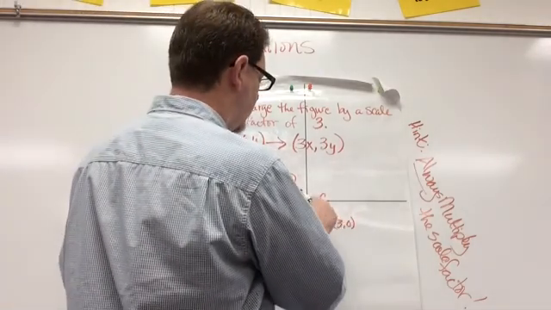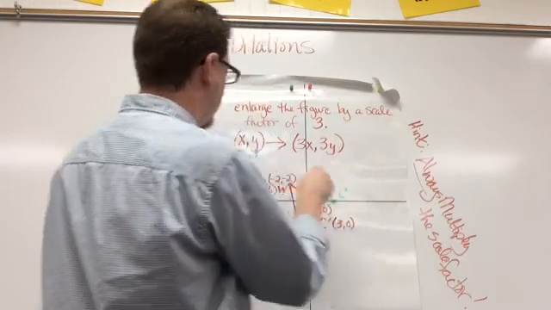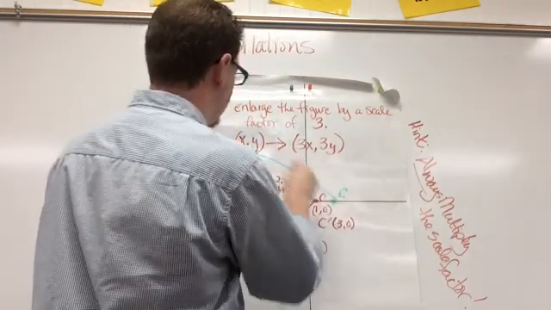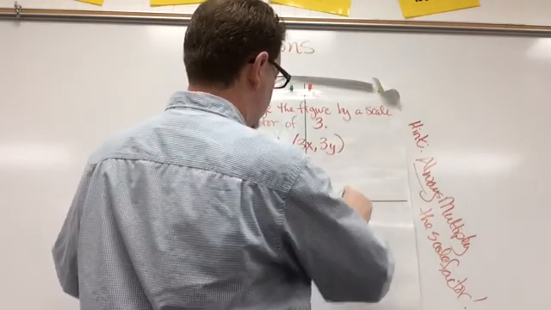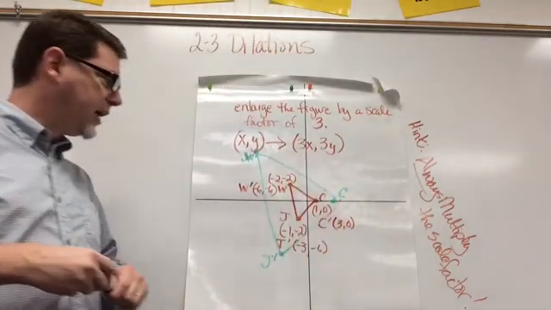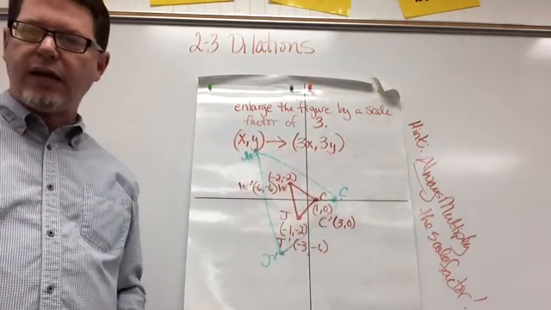And then I have 3, 0, 1, 2, 3. And there's C prime. And I draw my triangle. And I know I have lots of stuff in the middle. And so there is my new dilated enlargement of the figure that I had.